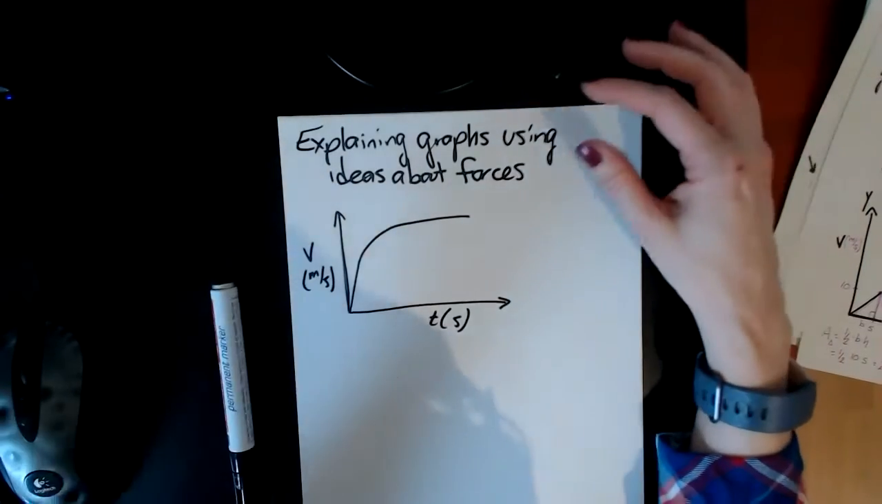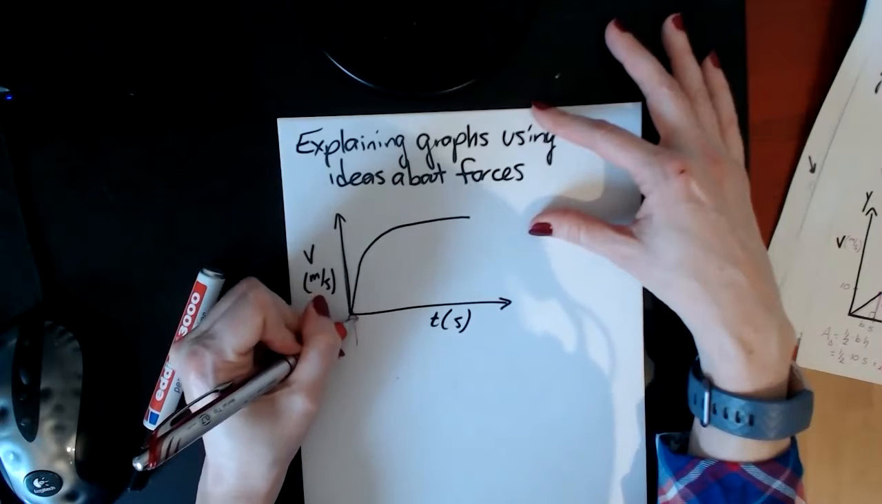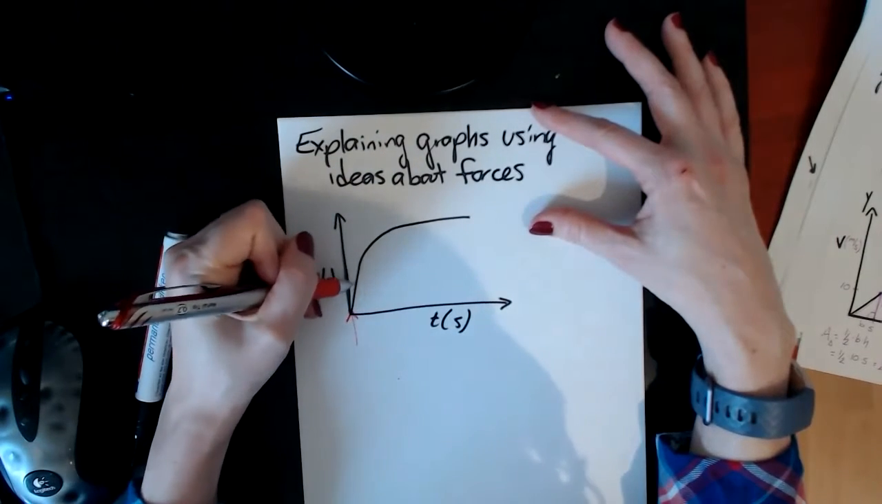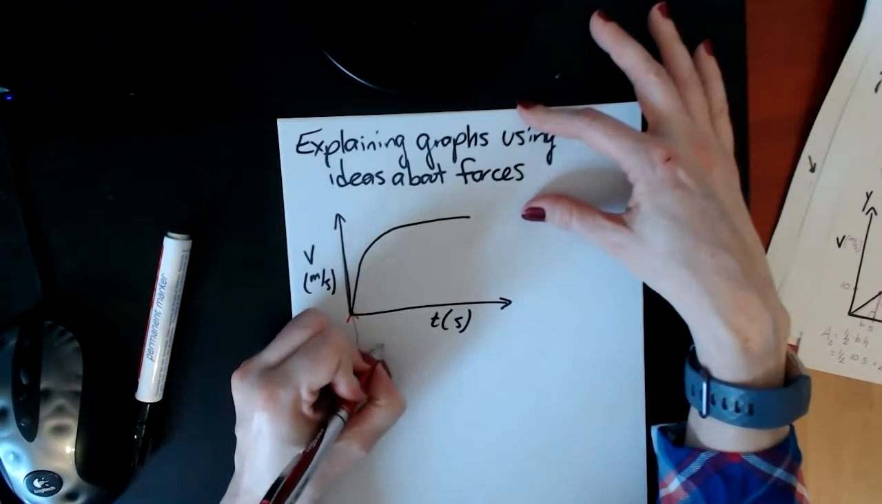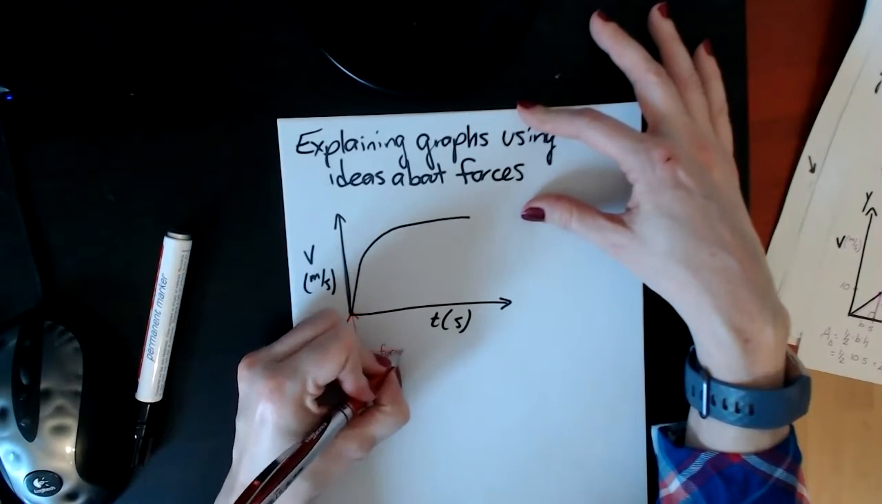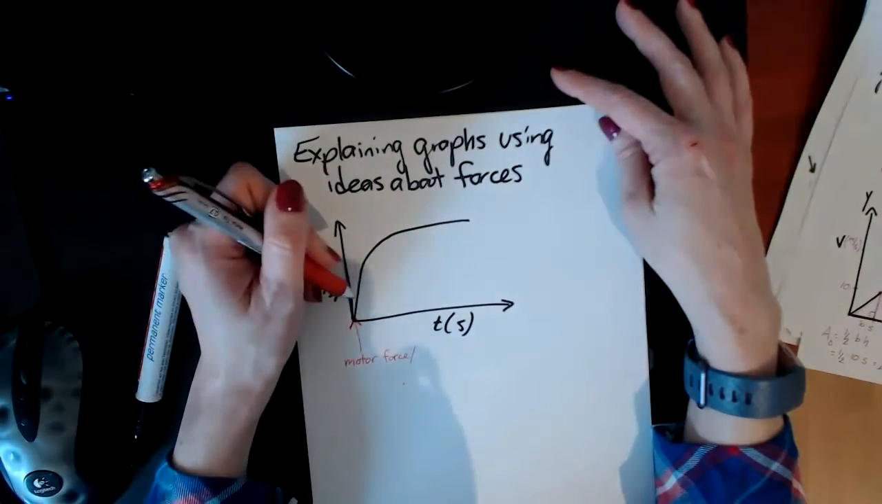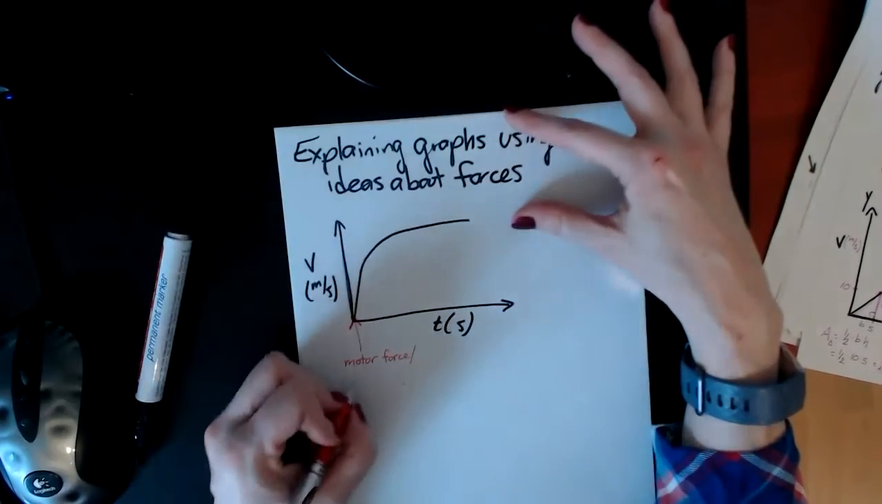So let's take the very beginning, okay? At the very beginning here, the object is not moving, right? Its velocity is 0, and it begins to accelerate. And so that's going to be due to a motor force or the engine force, if you're talking about an object like an airplane. This graph could also be a representation of terminal velocity as well. When you drop an object, this is what it looks like, okay?